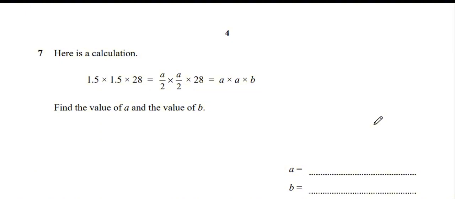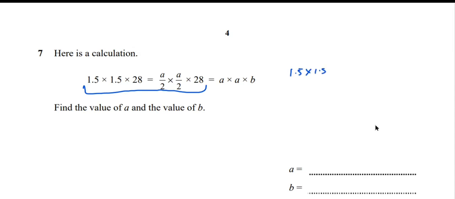That's number 7. Number 7 says that here is a calculation. 1.5 times 1.5 times 28 will give us a over 2 times a over 2 times 28, okay? Which is the same thing as a times b. So we are required to find the value of a and b. The first thing we have to do here is to look at these three expressions. We cannot solve the three at the same time, so all we need to do is to solve two. So I'm going to solve these two first. When I'm done with these two, it will help me to get my a. When I've gotten the value of my a, I can now substitute here and find the value of my b. Okay. So let's do that.